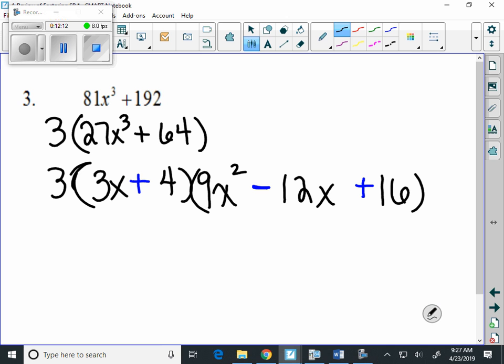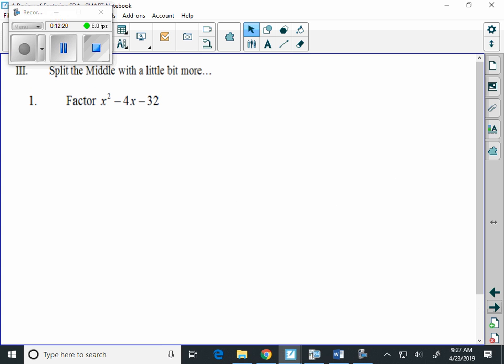We factor the cube. So hopefully that's coming back to you a little bit. We're going to switch gears now. We're going to flip over. And I called this split the middle in a little bit more. So we're going to start off here factoring x squared minus 4x minus 32.